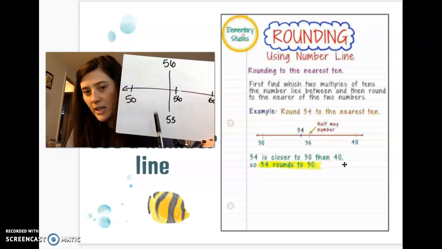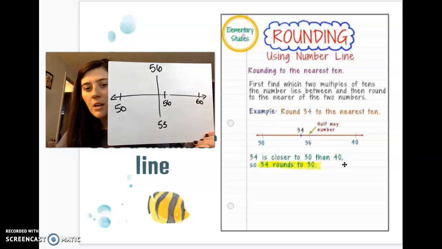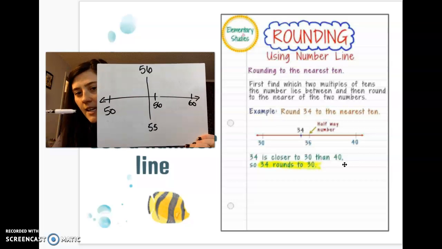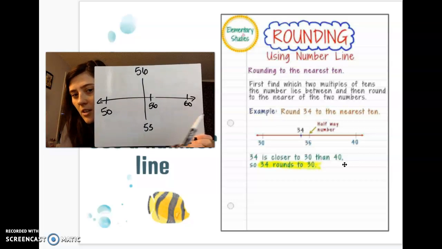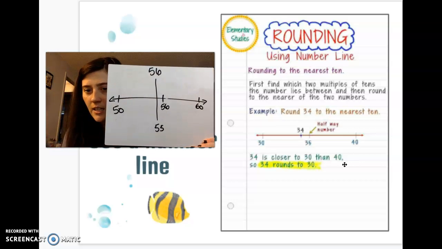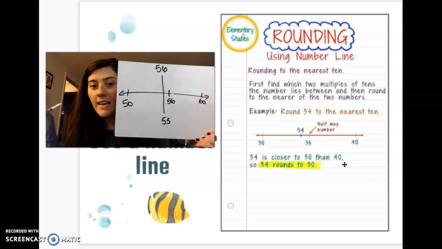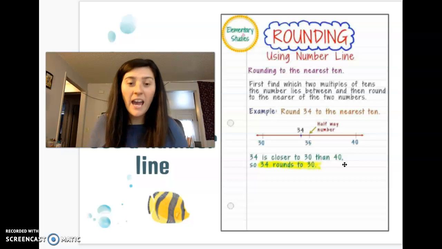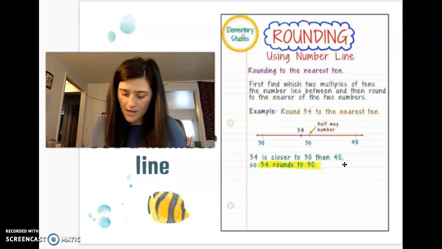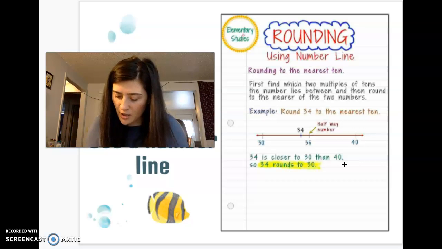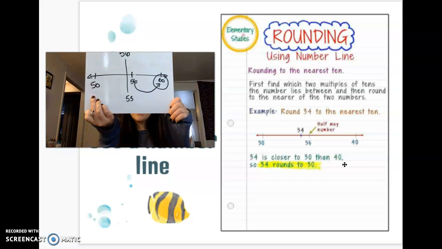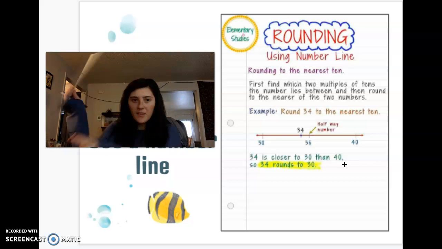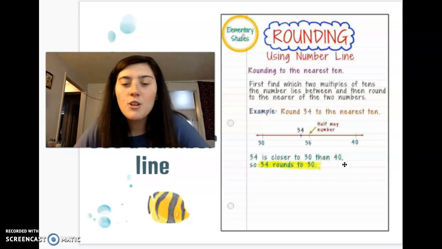My halfway point is right there. Which number is closest to 56? Is it going to be 50 is closer or 60 is closer? Right, so we're going to go up because it's 5 or higher, and we have to add one more. So 56 is going to round up to 60, just like that.